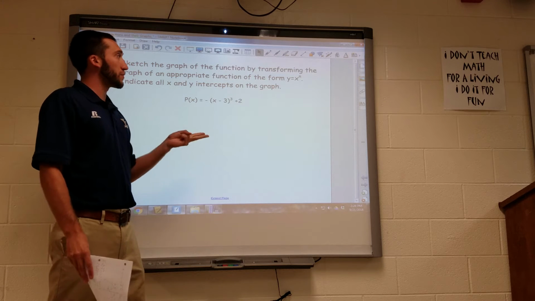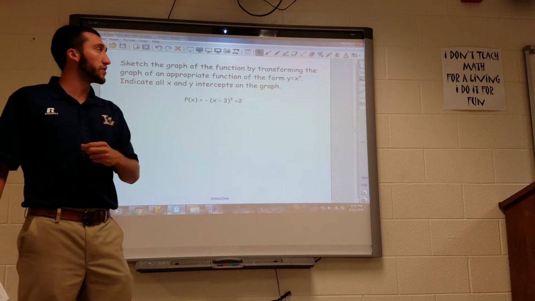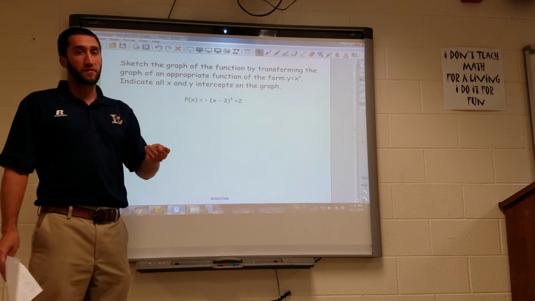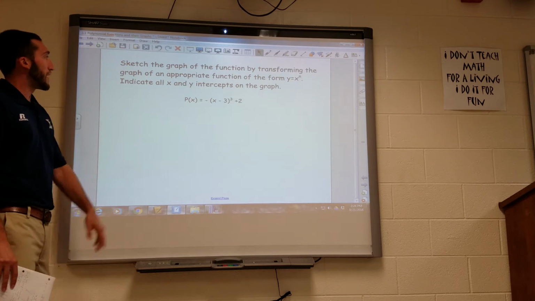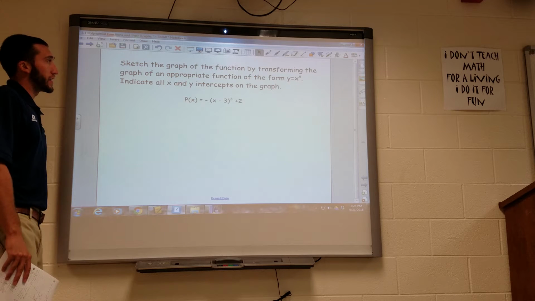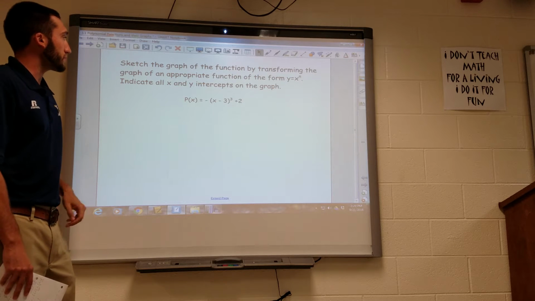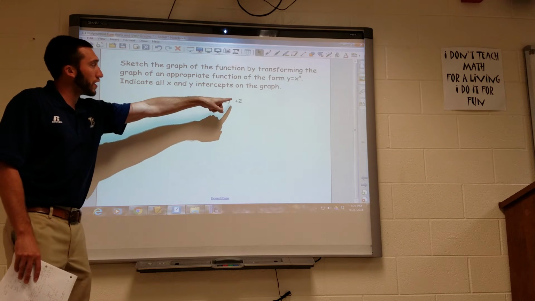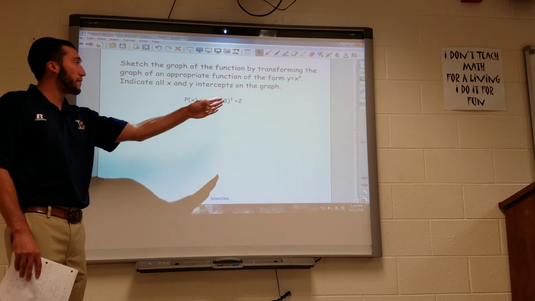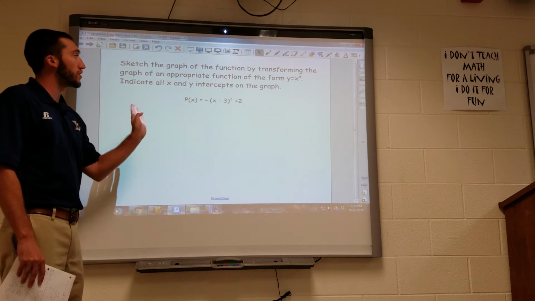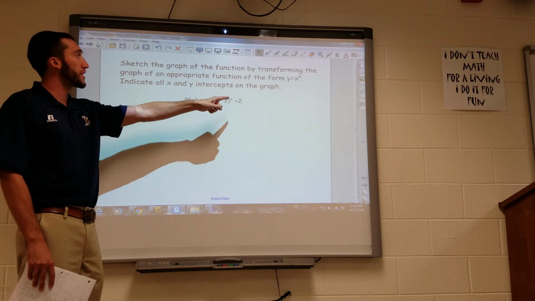In chapter 2, we worked with most things that had a degree of 2. Now we're going to deal with things that have degree 3, degree 4, degree 5, so higher degree. And then they want us to indicate all the x and y intercepts on the graph. So they've given us this function of degree 3. The highest degree involved in the polynomial function is how we define it, so it's a degree 3.